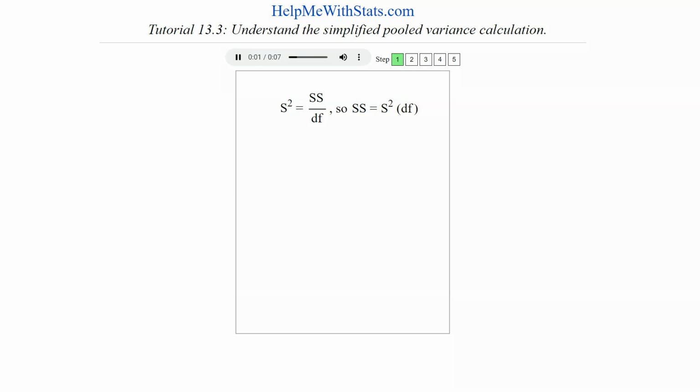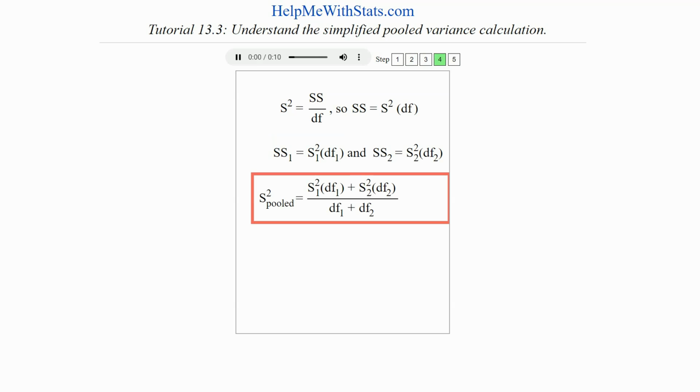Recall that the variance of scores is equal to the sum of squares, SS, divided by the degrees of freedom, df. For group 1, the sum of squares will be equal to the variance of group 1, times the degrees of freedom for group 1. For group 2, the sum of squares will be equal to the variance of group 2, times the degrees of freedom for group 2. Let's recall the pooled variance equation in its original form.